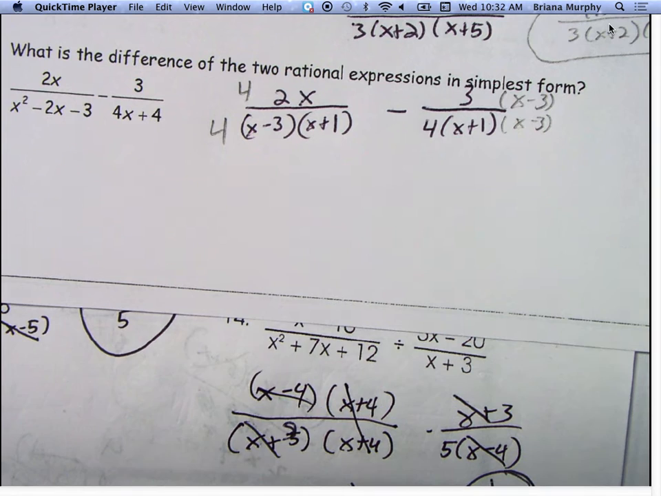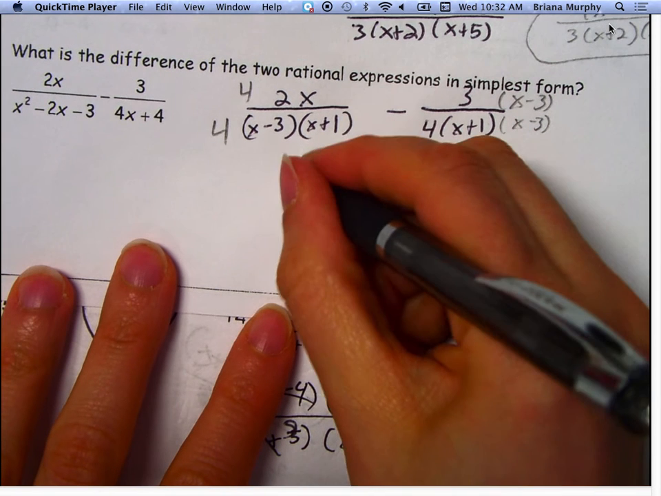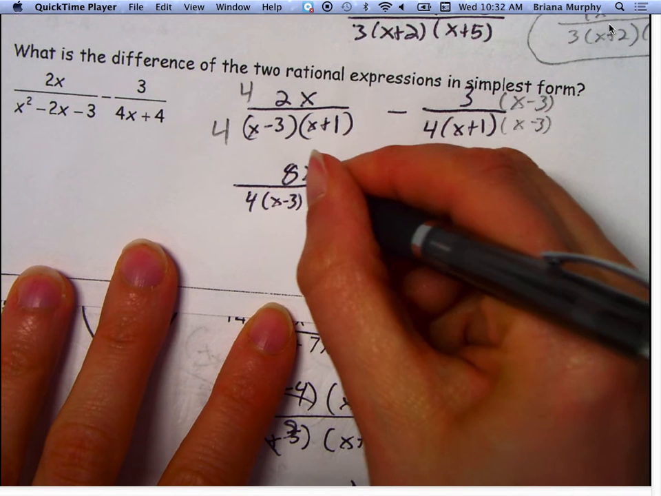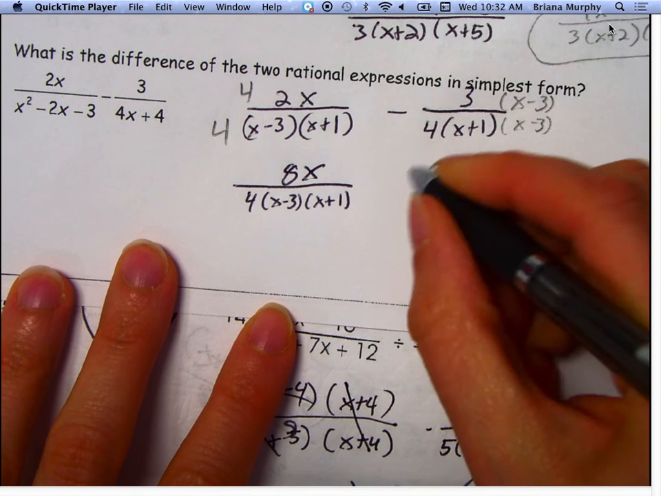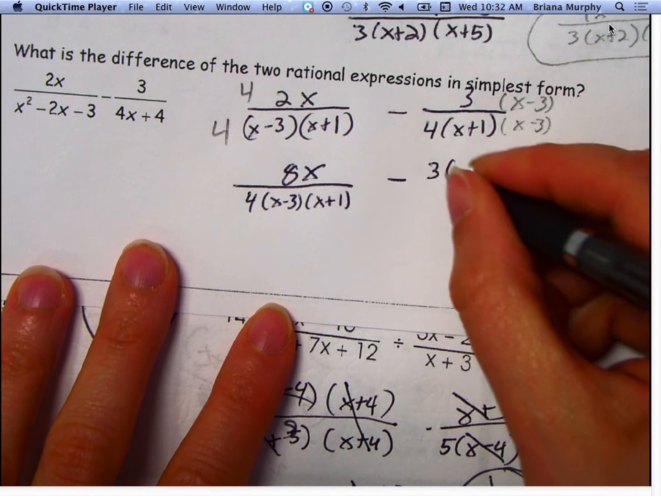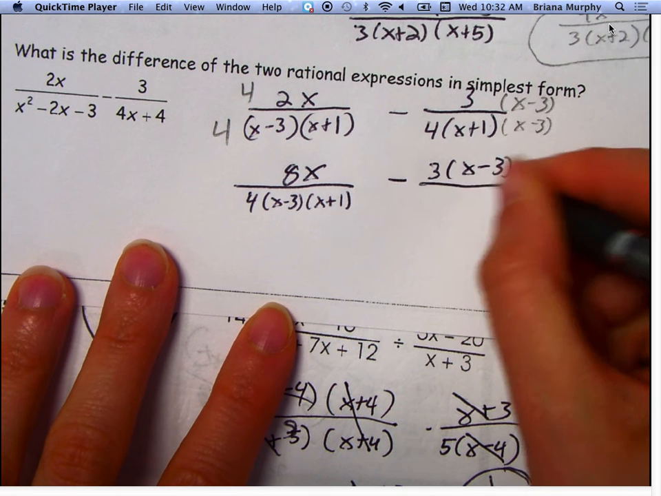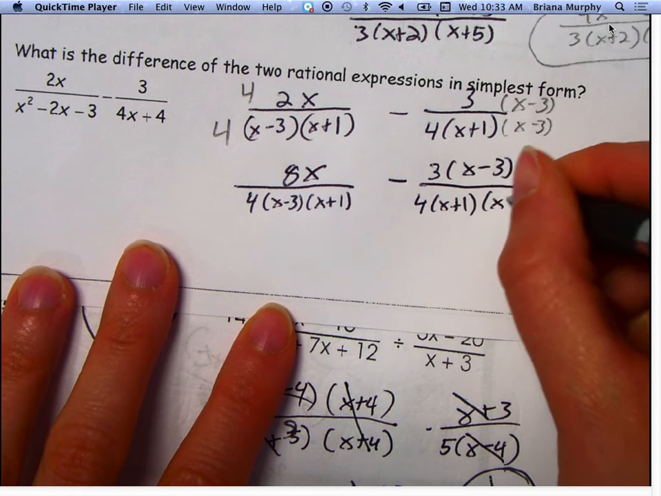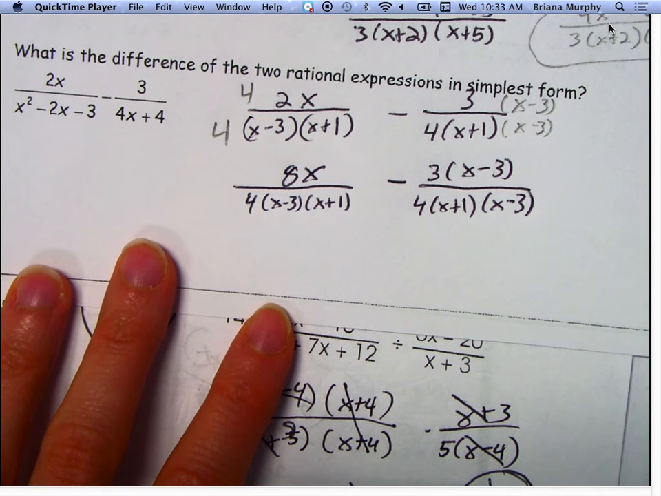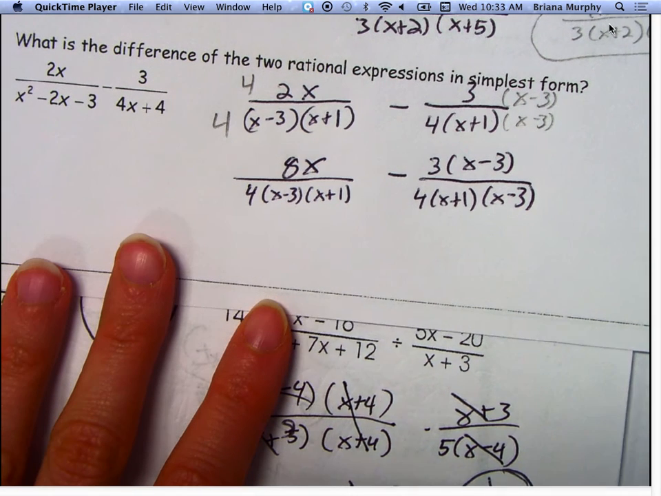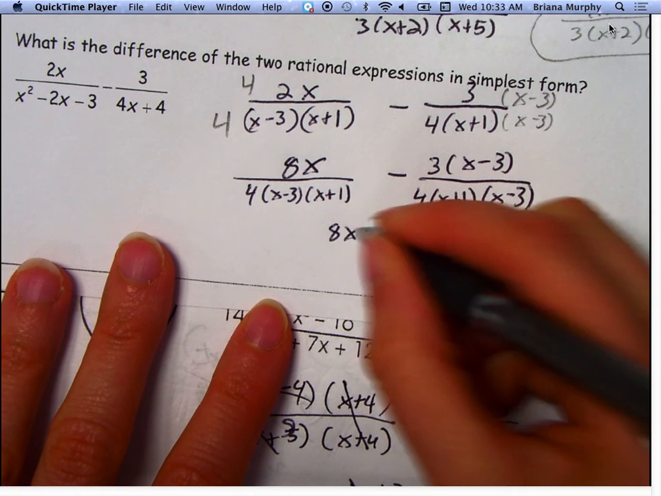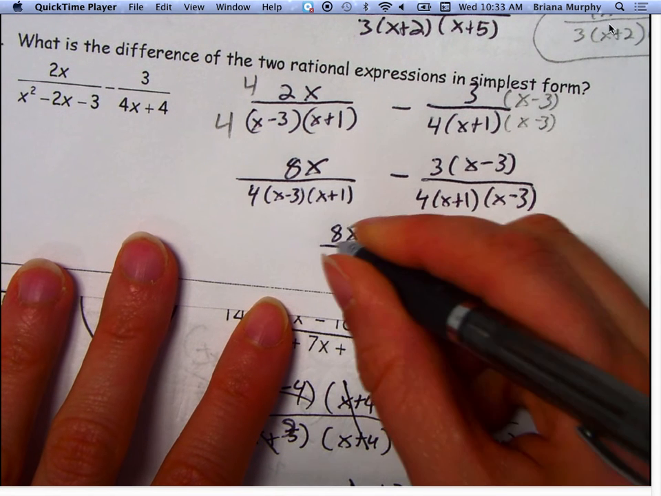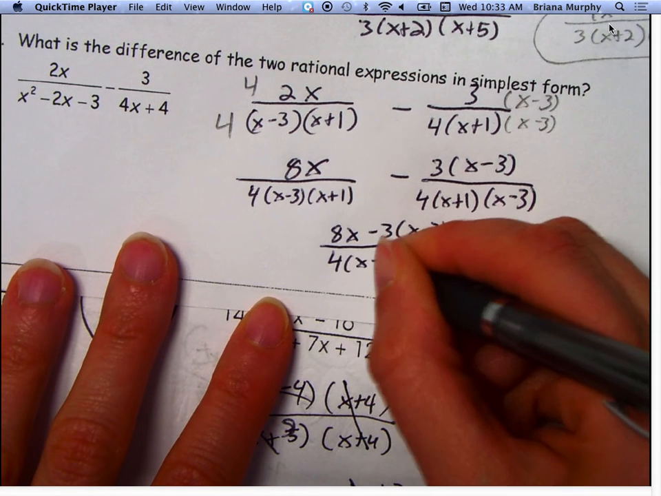Okay. So I'm going to end up with 8x over 4 times x minus 3 times x plus 1 minus 3 times x minus 3 over 4 times x plus 1 times x minus 3. And then I'm going to subtract. It's going to give me 8x minus 3 times x minus 3 over 4 times x minus 3 times x plus 1.